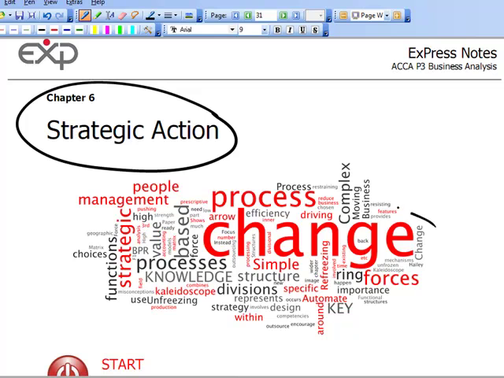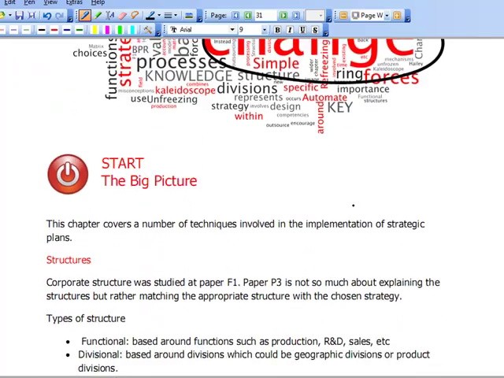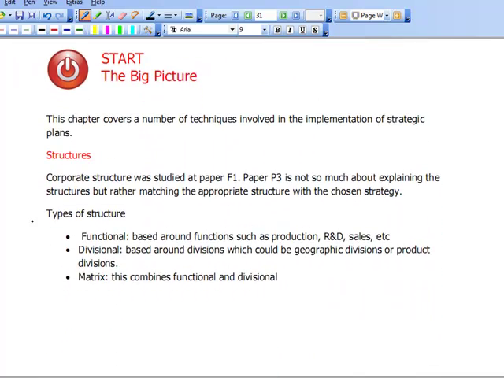Now the word cloud, again, it's all about change, isn't it? That stands out as being quite obvious. If you remember, we talked briefly about the different types of structure. We had the functional, based around functions, divisional, based around divisions. Remember, how do divisions differ from departments? Well, departments generally are smaller. So we have the accounting department, the production department, research and development department. Divisions generally are bigger. The Asian division, the South American division, and so on. Then we have the matrix structure, which combines both functional and divisional.